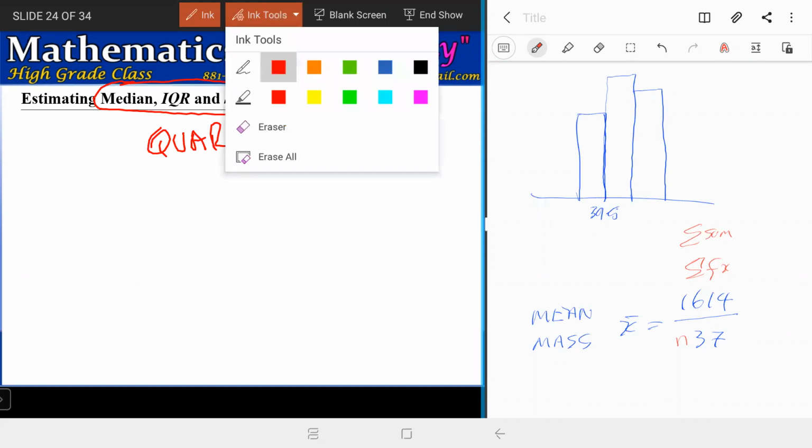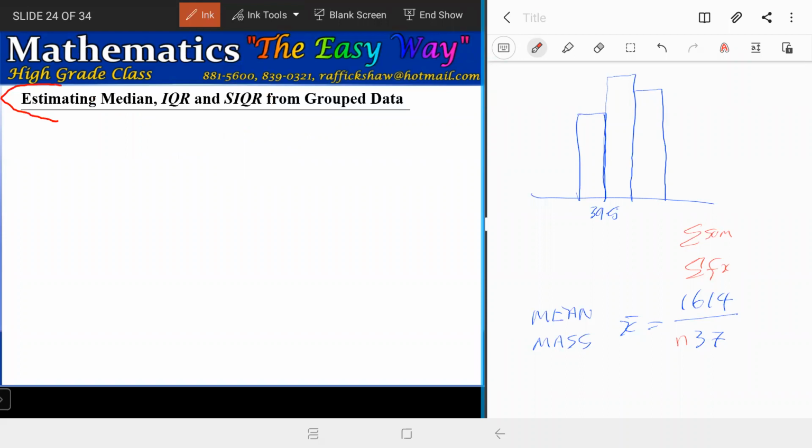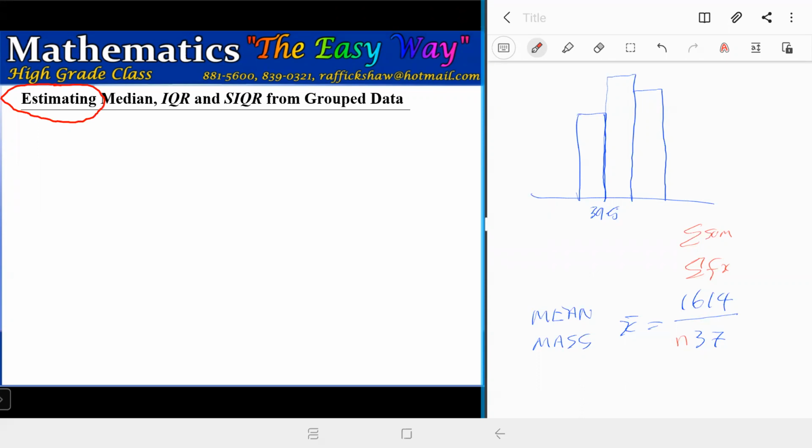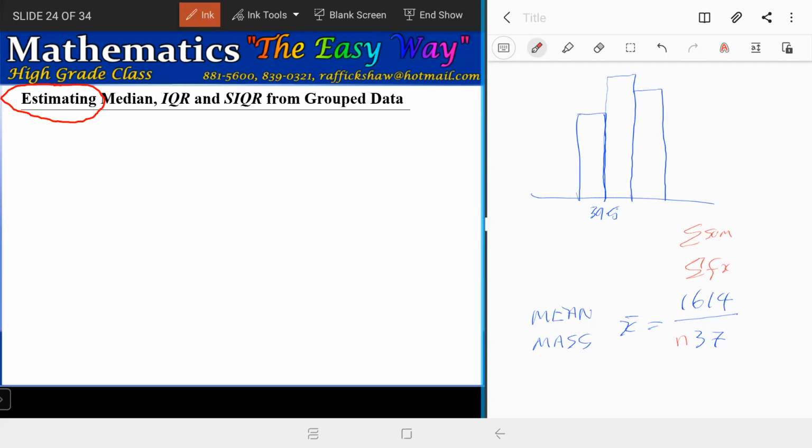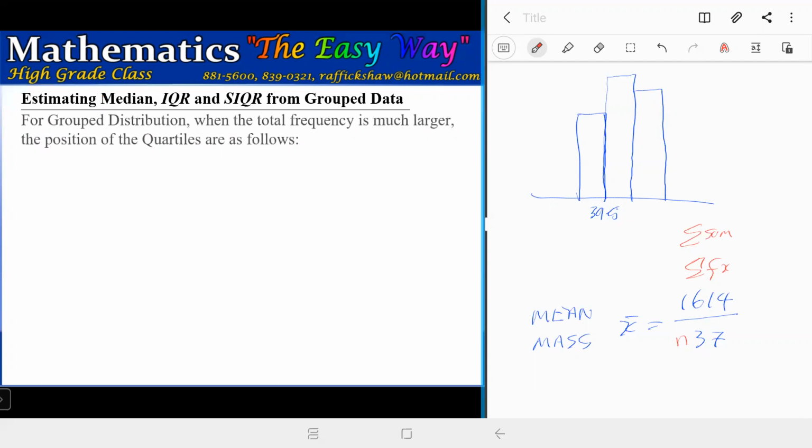But look here again, key thing again. We have to be estimating, because the data is grouped. I don't know the actual mass of the bars. As an example a while ago, you don't know the actual data, so we have to estimate. So what is the method of estimating when you want to find the quartiles? Let's look at it. For a grouped distribution, when the total frequency is much larger, so you have a large number of observations and a large number of different observations.